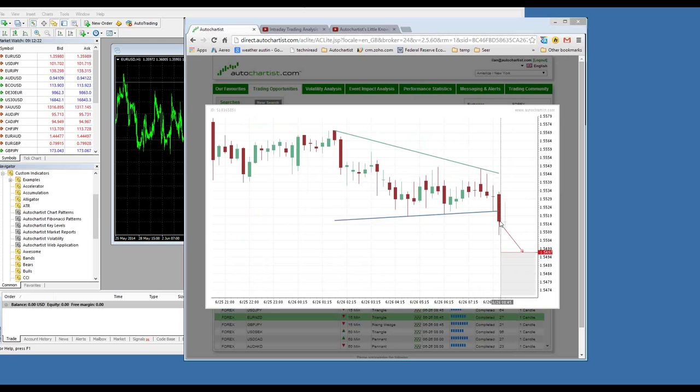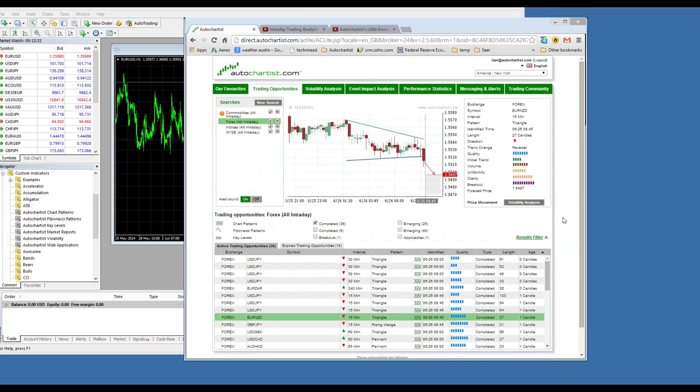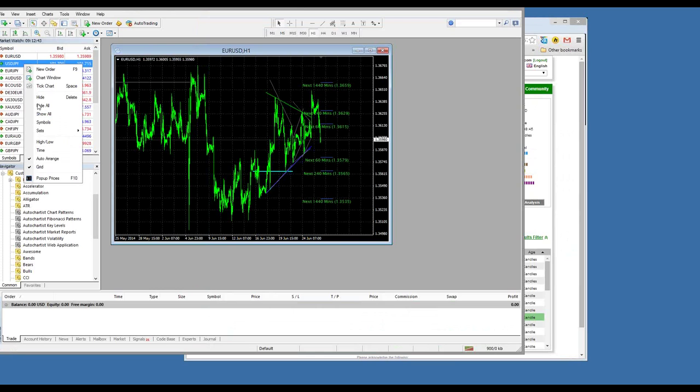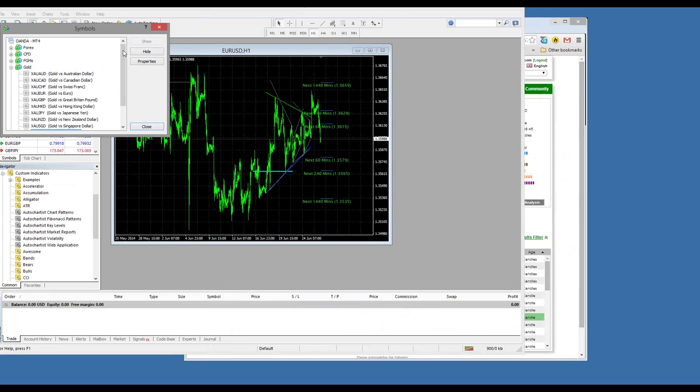I also like to add in additional confirmation indicators. So, for example, I'll show you what I would do in MetaTrader on this type of trade, Euro NZD. I wonder if I can find that on my MetaTrader. What I like to do is add in some other indicators. I'll show you that now.